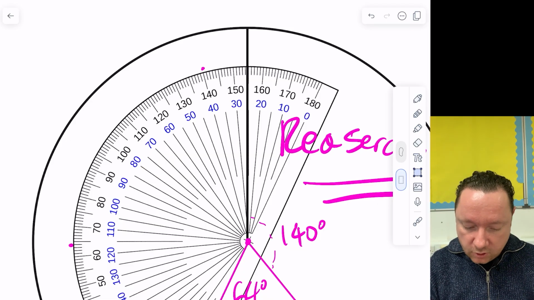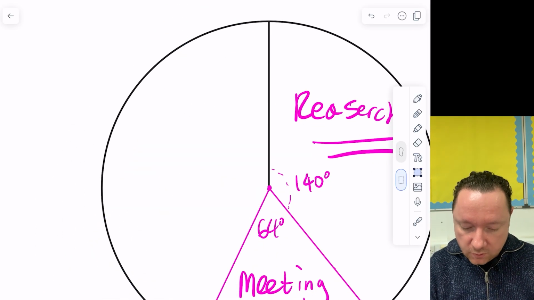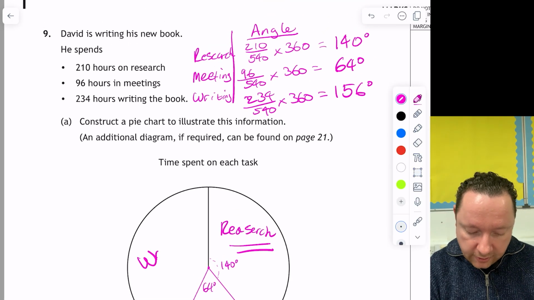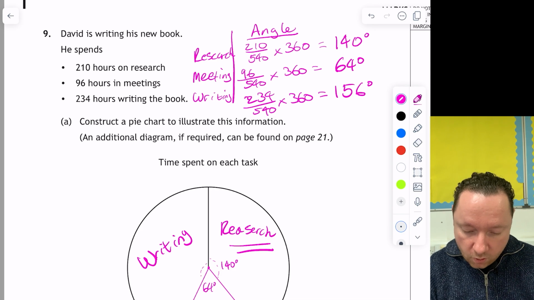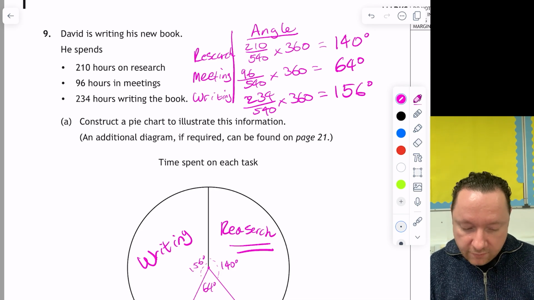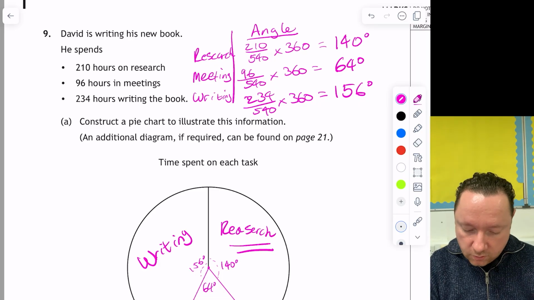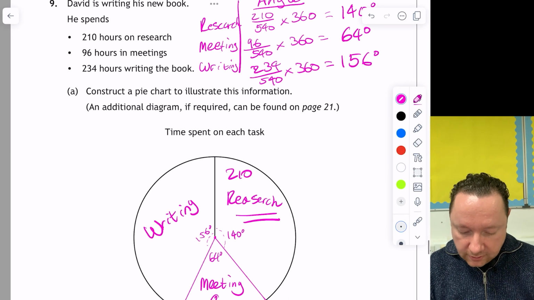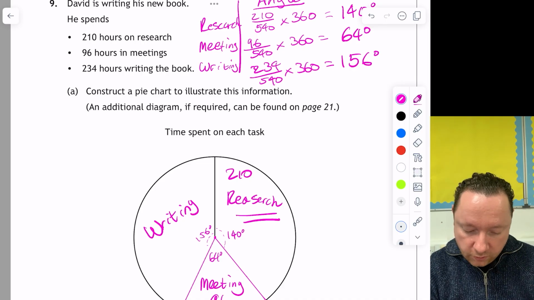Then we get rid of this protractor and label my last bit. The last bit was called writing, so I want to call that writing. And I put my angle in just for the sake of it. That was 156 degrees. And then for number of people, that was worth 210. The meeting was worth 96. And it was 234 on the writing.